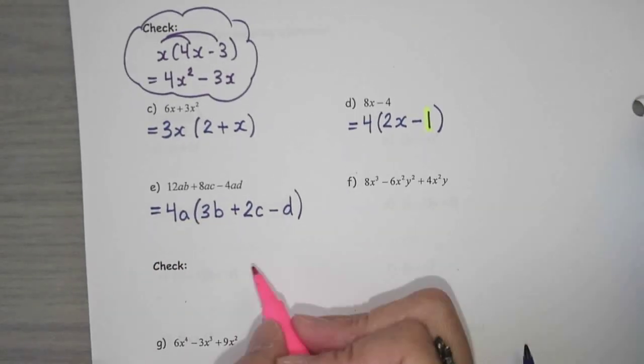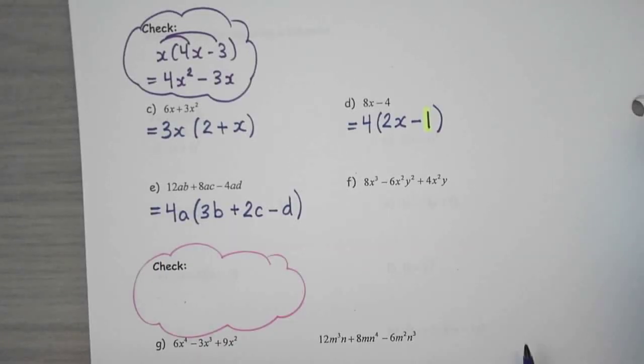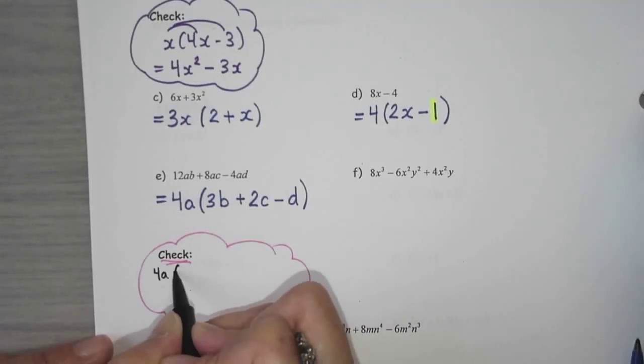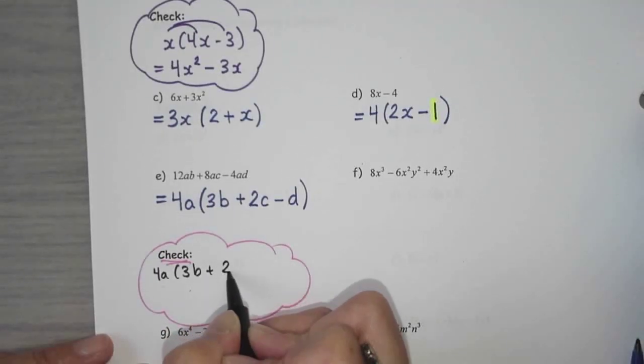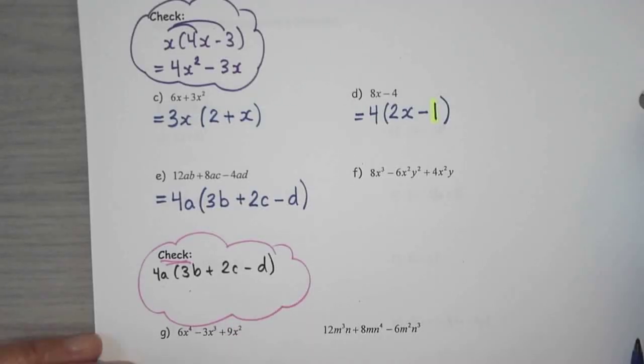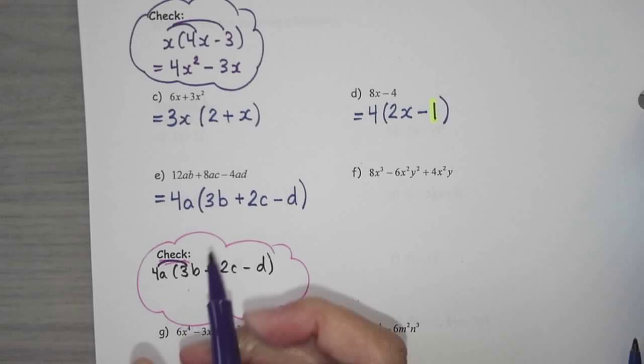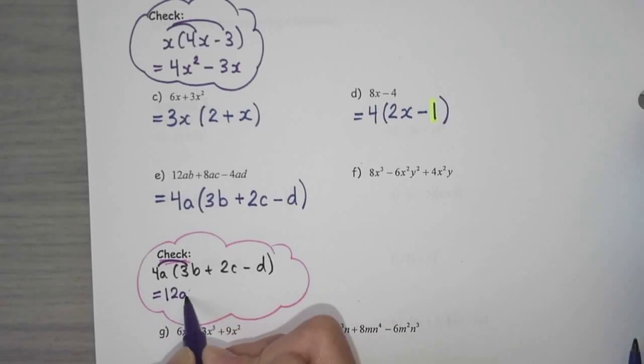My check, again, is optional unless it says to check. I'm just showing you that it works. So here, my check, so this is just your brain thinking, what happens? Why does this work? And it works because of this. So we're going to say this one times this, so 4a times 3b is 12ab.